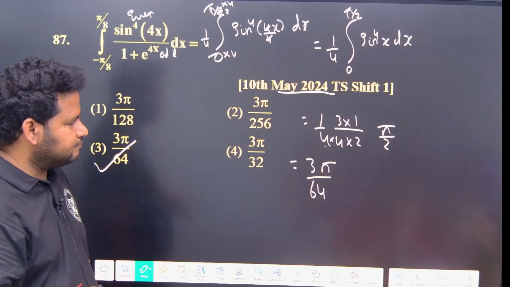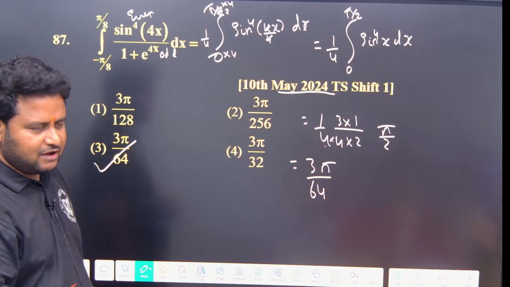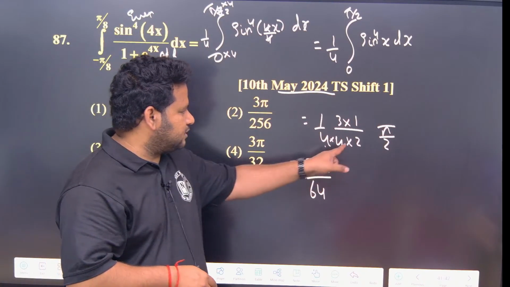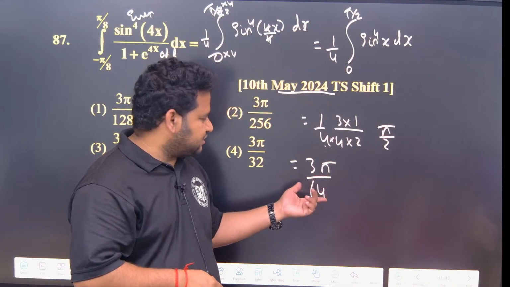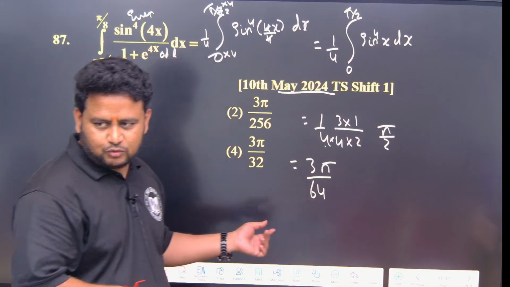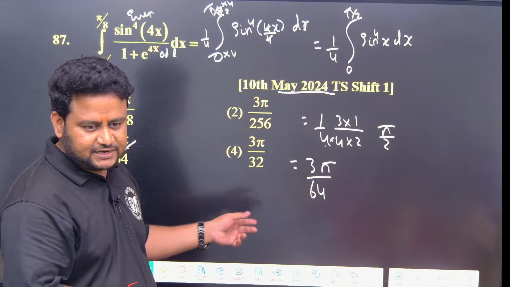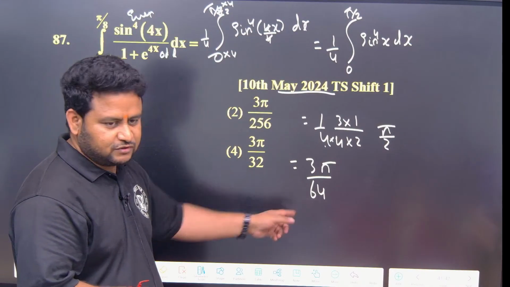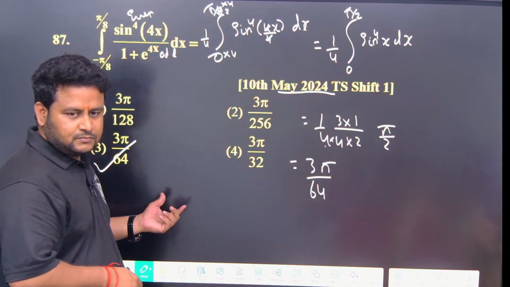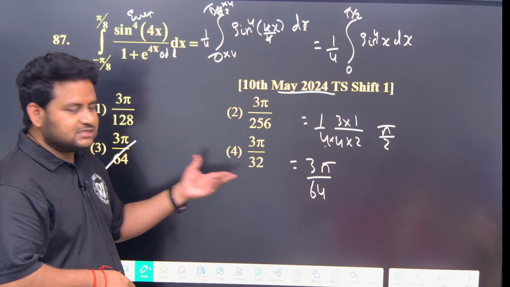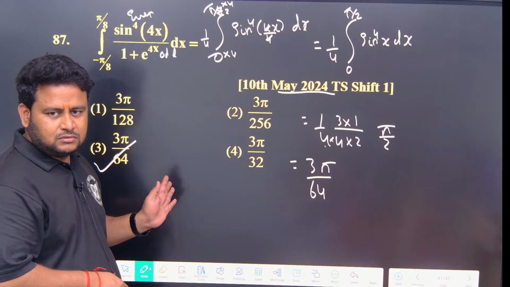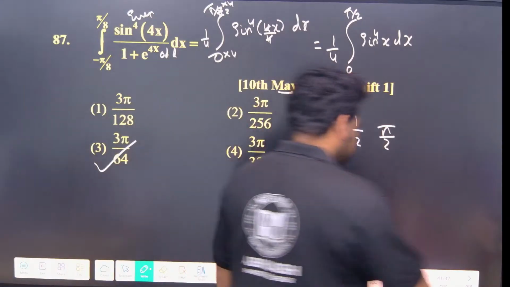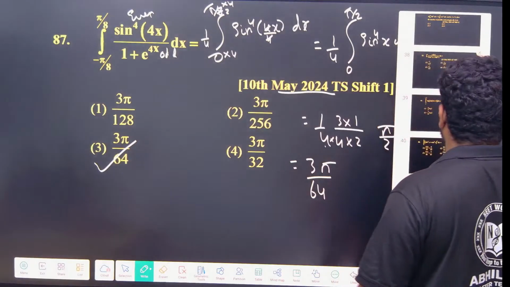So 2 power 6 we will have, that is 2 square, 2 square, 2 square. So that is 2 power 6, which is 64. 2 power 5 is 32, 2 power 7 is 128. So this is 3 pi by 64. Easily you will get the answer. Just within a minute you will be able to get the answer for such a question. Clear? Understood everyone? Please make a note of it.